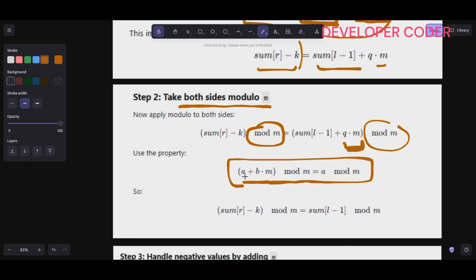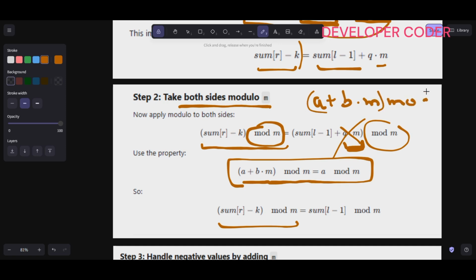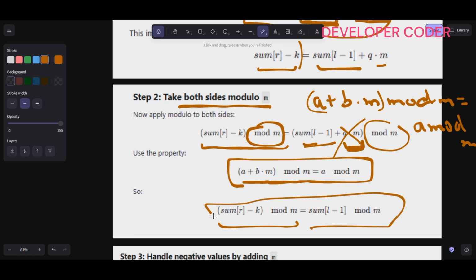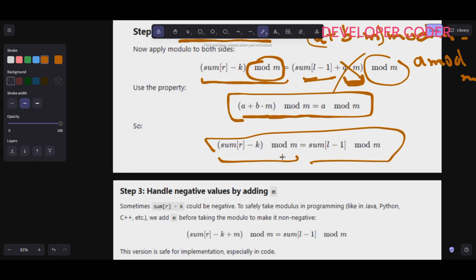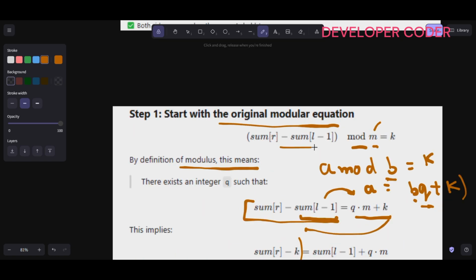So here I can write the same thing: sums of R minus K mod M on the left side, and here I can remove this part, because I already know that A plus B dot M mod M is equal to A mod M. So from here I can just write sums of L minus 1 mod M. I can derive this, so this is done. I'm just rewriting this equation.